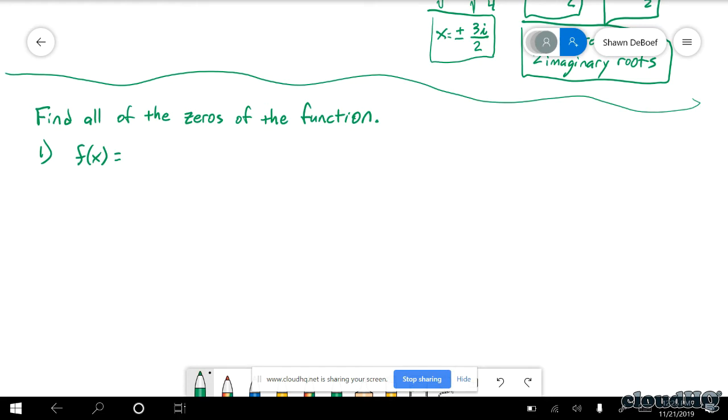F of x is equal to x cubed plus 9x squared plus 6x minus 16. So we want to find zeros. Can factors be helpful in finding the roots, be helpful to us in finding the zeros? Absolutely. So if we can factor this, that is helpful.